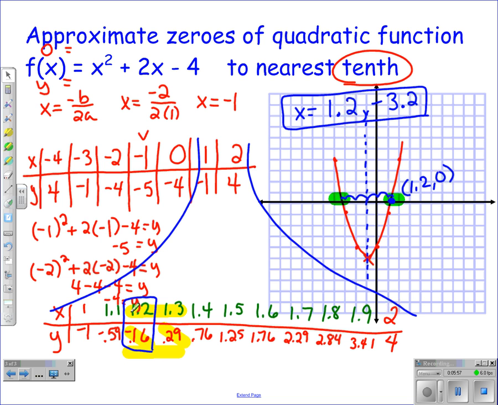You have to look carefully at which one of the y's is closest to 0. And whichever one is closest to 0, the corresponding x is the x that you want to use.